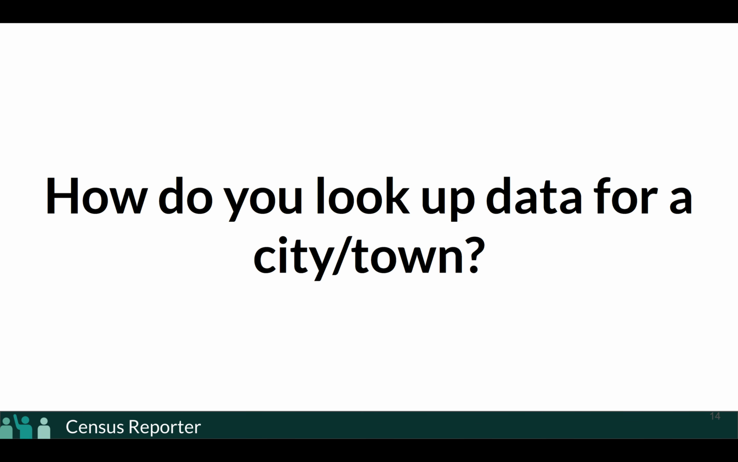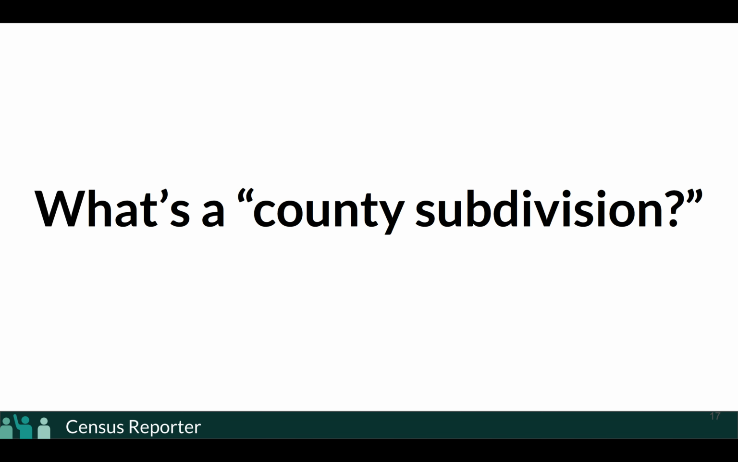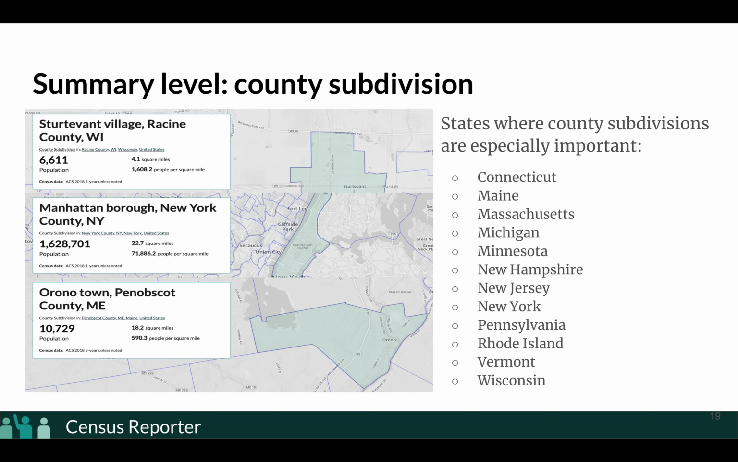You might be thinking of looking up data for your city or town, but what does that translate to in Census Bureau terms? It's likely that you want to look at places, and it's easiest to think of these as cities, towns, villages, or boroughs. There's also county subdivisions, and in some states, county subdivisions serve as important local governments like cities and towns. These states are listed on the screen. Depending on the state, it might make more sense to look at county subdivisions rather than places.